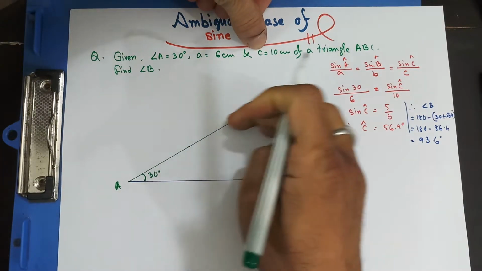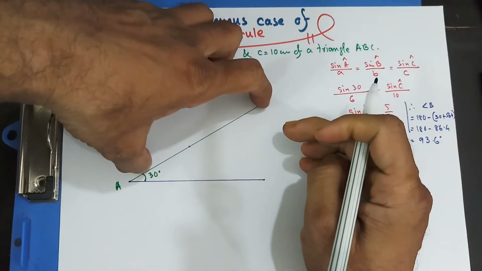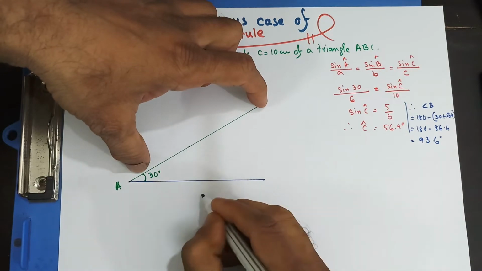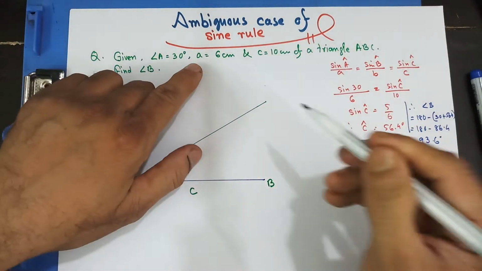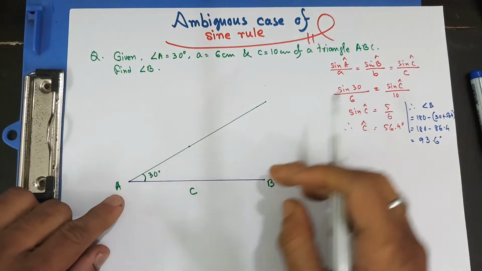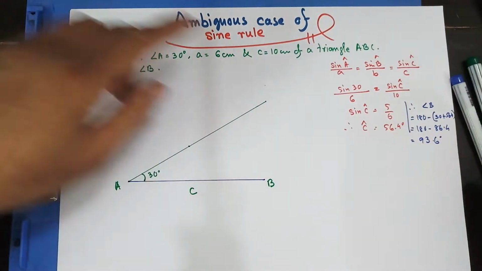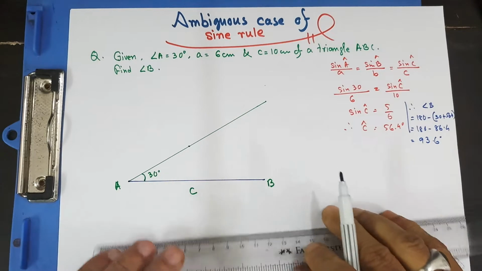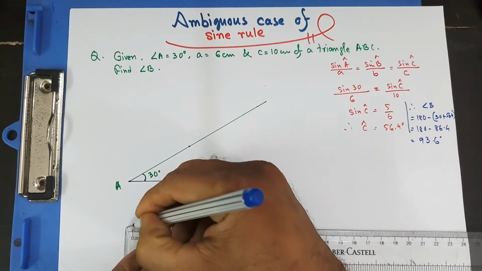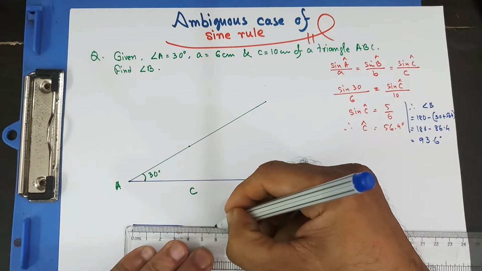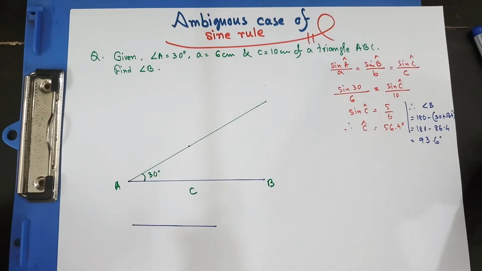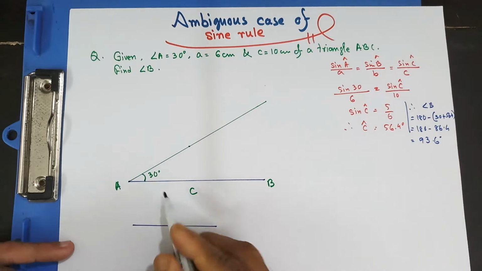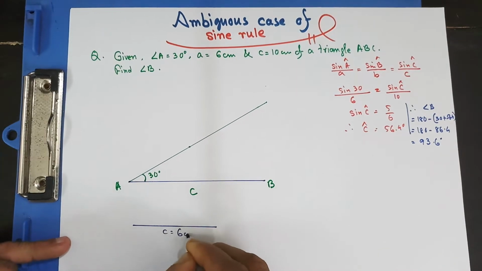This is 10 centimeters, c, so opposite of that should be somewhere over here. This is going to be C, so that must be B. And a is opposite of A, so it should be somewhere over here, and that's 6 centimeters. Let me draw 6 centimeters over here. This is a equal to 6 centimeters.